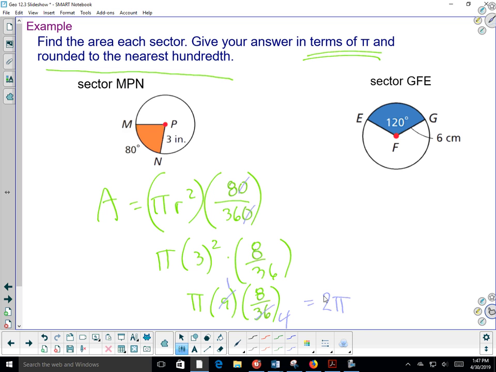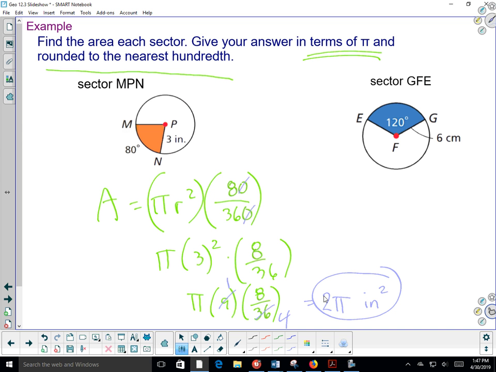Does that look right? Mm-hmm. Are we okay with that? Yeah. So 2 pi, what would be my units for this? Square inches, right? Because we're talking about the area of a sector, and area is expressed in terms of square inches, square units. So this would be 2 pi square inches. That would be the answer in terms of pi.